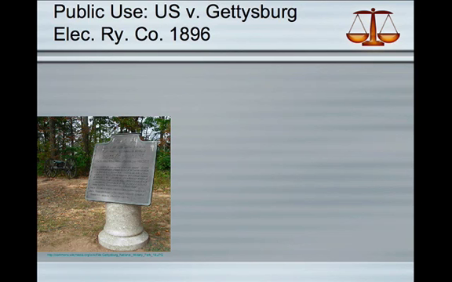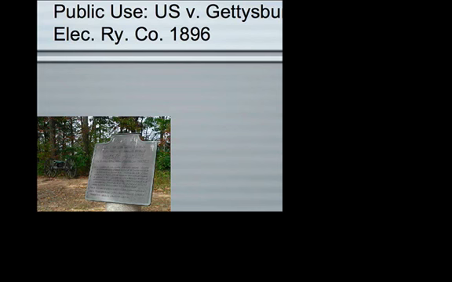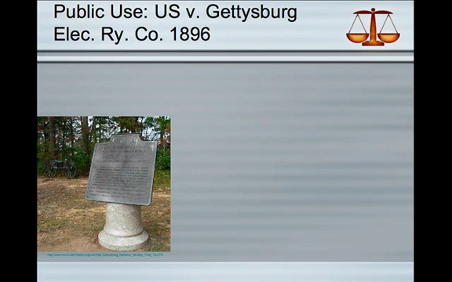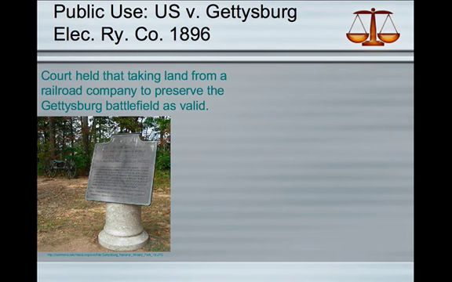And here's another one with a park. U.S. versus Gettysburg Electric Railroad Company. The Battle of Gettysburg was probably the most famous battle of the U.S. Civil War. Congress wanted to preserve the battlefield and put up some plaques designating the important camps and battle lines of the battle. They also wanted to make some roads to make these plaques accessible, so they had to take land from the Gettysburg Electric Railroad Company.